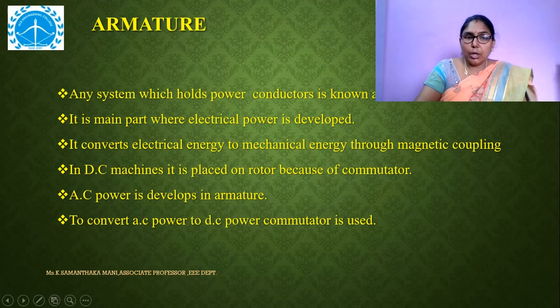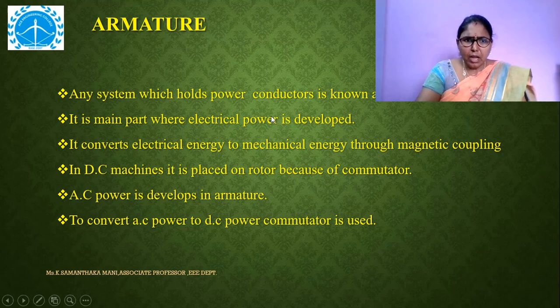Next, the rotating part is the armature. This is very important. Any system which holds the power conductors is known as the armature, and it should be in moving nature. The main point is that electrical power is developed in this armature only. A generator, as I mentioned earlier, converts mechanical energy into electrical energy. So the conversion takes place in the armature conductors which are placed on the armature. So this is a very important part.